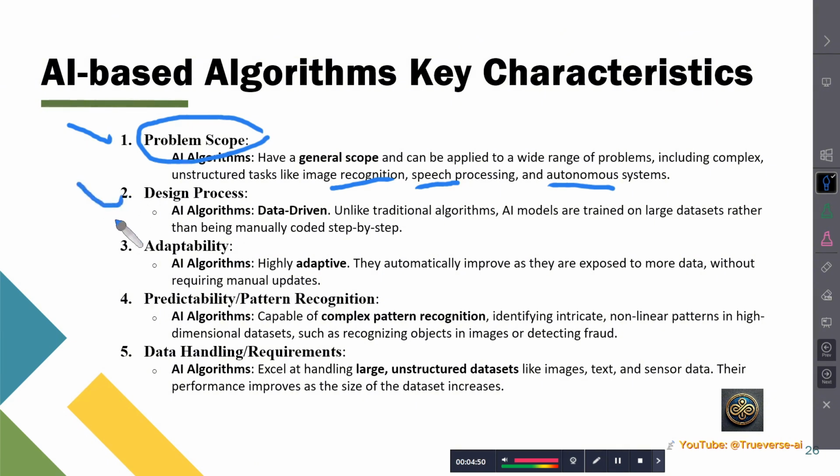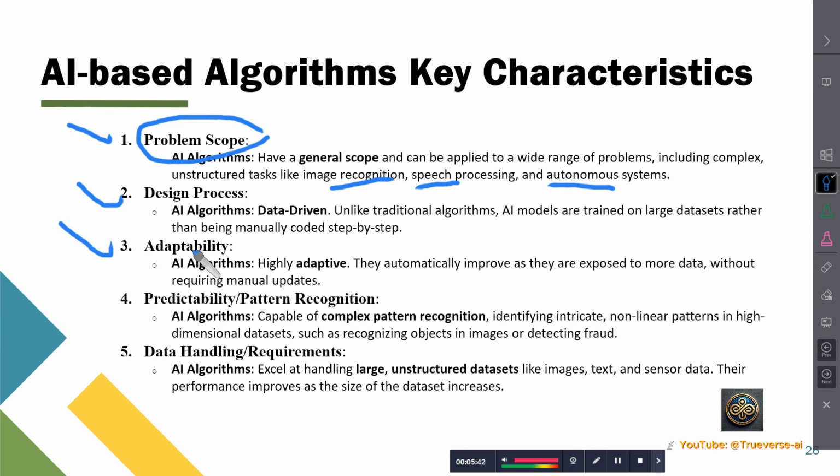So let's see the design process. AI algorithms are data-driven, meaning they are trained on large datasets rather than being manually coded step by step like traditional algorithms. This training-based approach allows AI models to learn from examples and improve over time. Think about how an AI system like a speech recognizer or image classifier can be trained on vast amounts of data to become more accurate without requiring manual intervention for each task.